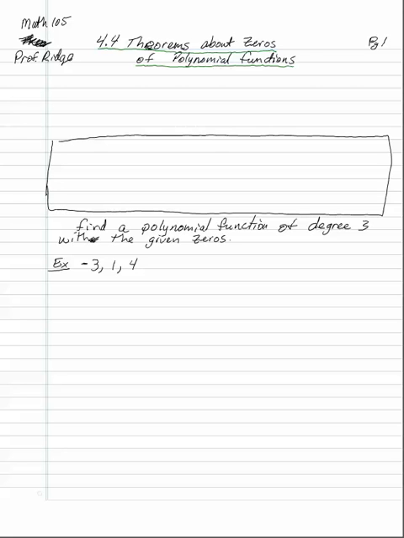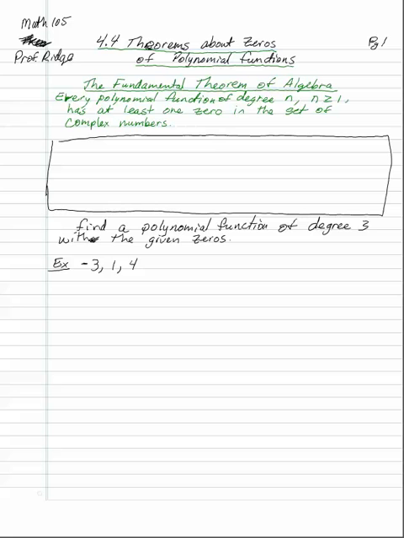So we start off with the fundamental theorem of algebra. Every polynomial function of degree n, where n is greater than or equal to 1, has at least one zero in the set of complex numbers. So that's keyed in up there. We're using complex numbers. So every polynomial function, if you set it equal to 0, you can find at least one solution to that equation. So every polynomial function has one.